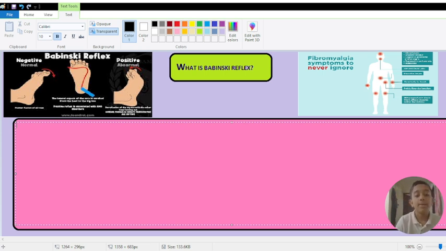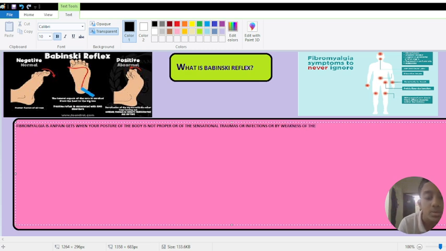Fibromyalgia is a pain you get when the posture of your body is not proper, or because of sensational traumas or infections, or weakness of the bones. We can suffer fibromyalgia from these.